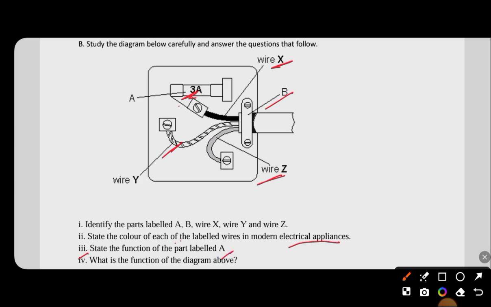State the function of the part labeled A. The function of the fuse is that it protects the appliance by breaking the circuit when there is an overload of current. It also prevents damage and fires. Then, what is the function of the diagram? This whole diagram shows the internal wiring of a plug, and it demonstrates how different wires and components are connected for safe operation of electrical appliances.